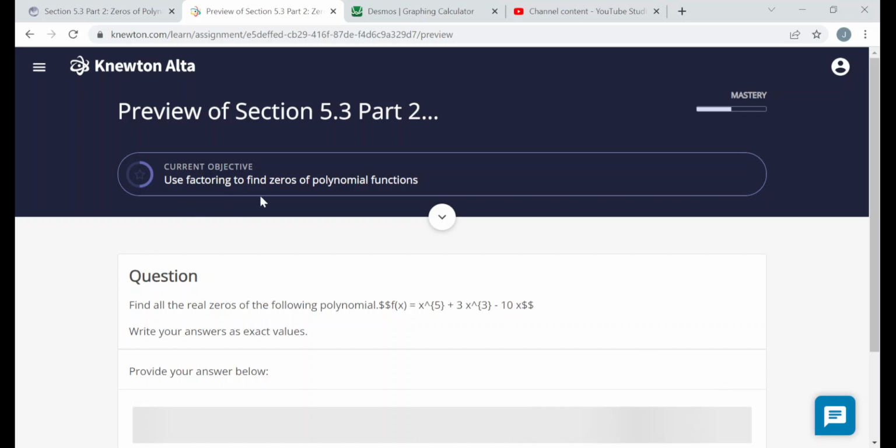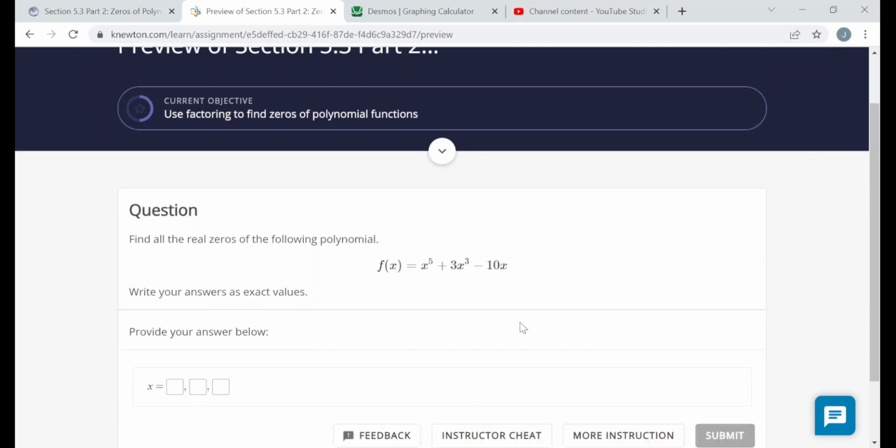All right, so still using factoring. Once again, I'll write this polynomial out. We'll factor it as far as we can, and state the zeros.